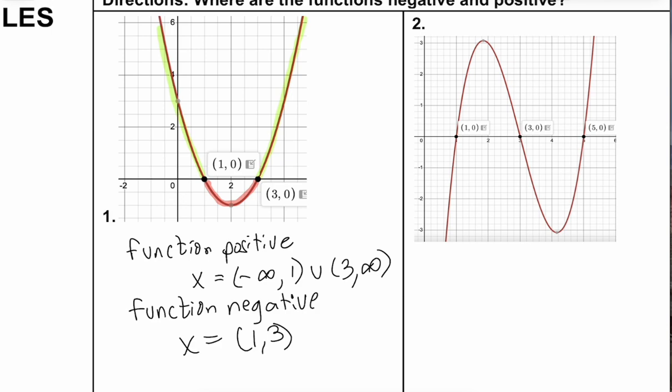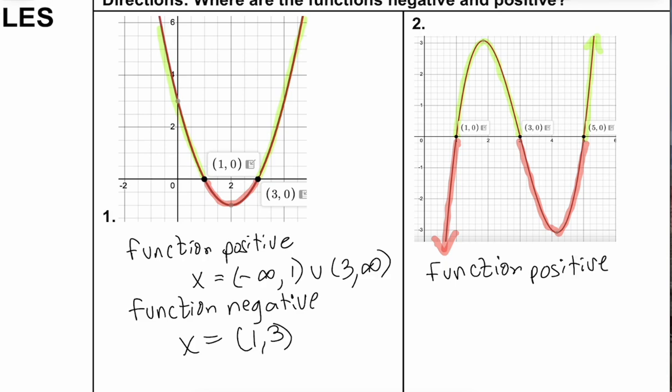So let's do the same thing for number 2. Let's highlight everything that's under the graph in red, everything that's over the graph kind of in green. Be kind of consistent there. Okay. And first, let's start out, where's our function positive?